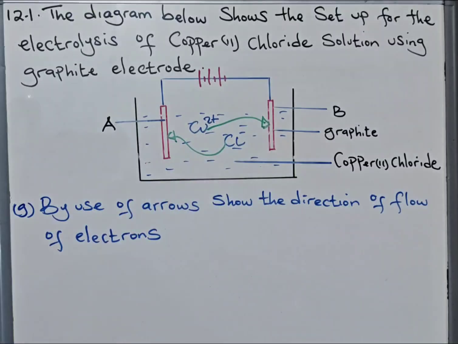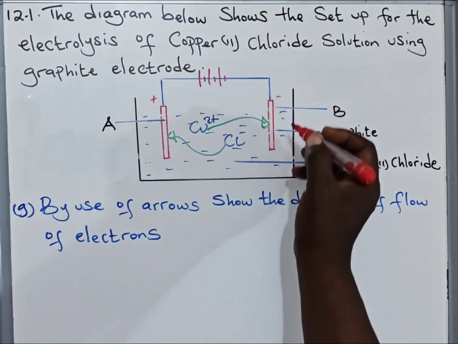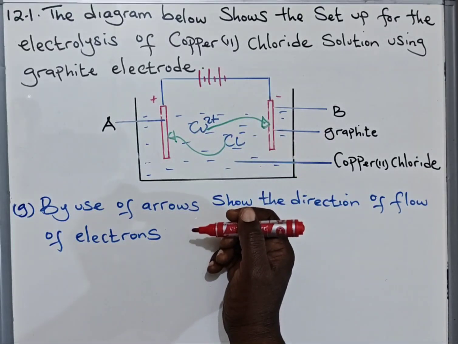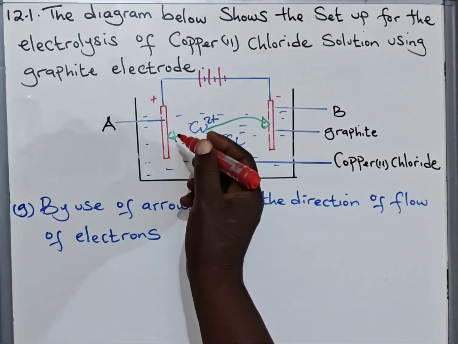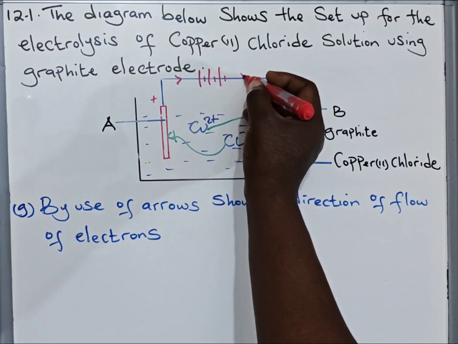Anode is the positive one, so this is the positive, and this is the negative. So how are we going to show the flow of electrons? We said from anode to cathode, so it's going to be in this direction.